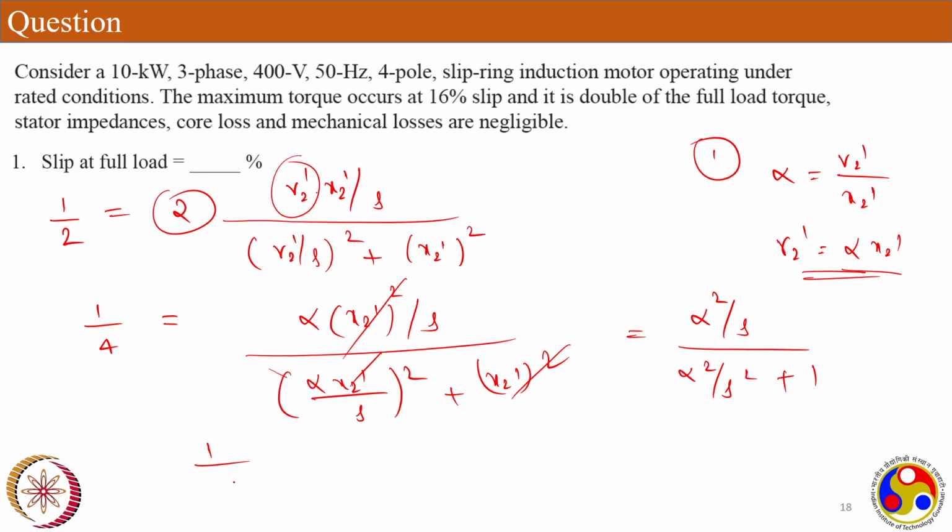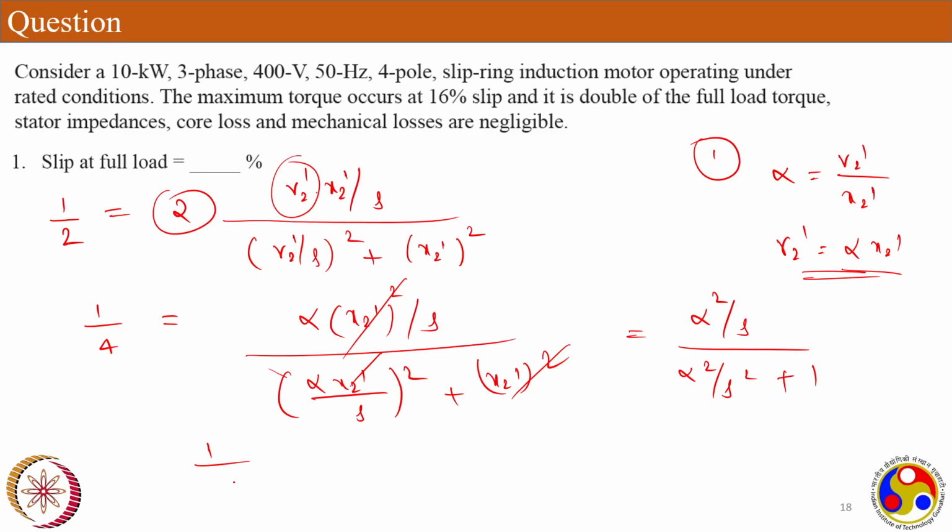Now, if you see the question, the maximum torque occurs at S equals 0.16. S should always be less than this particular slip, because for stable operation the full load slip would be less than the maximum slip at which your maximum torque occurs. So the reasonable value would be 0.0429. This 0.59 is not a valid value, so you have to pick 0.0429, which is a 4.29% slip.